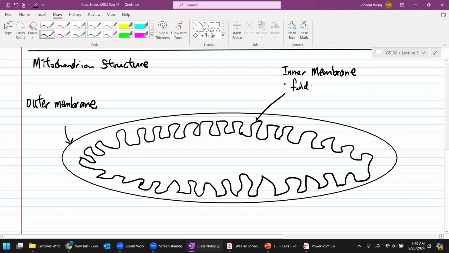It folds up into finger-like projections, that means they look like fingers, okay? Finger-like projections called cristae.